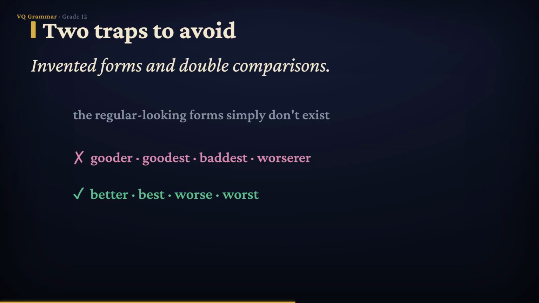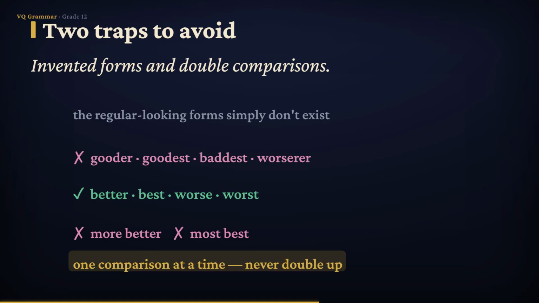Better, best, worse, worst. And here's the sneakiest mistake of all, the double comparison. Never pair more with a word that's already comparative. It isn't more better, and it isn't most best. Just better, just best. The word better already does the comparing all by itself. One comparison at a time, and never double up.